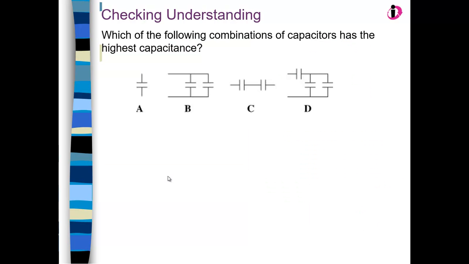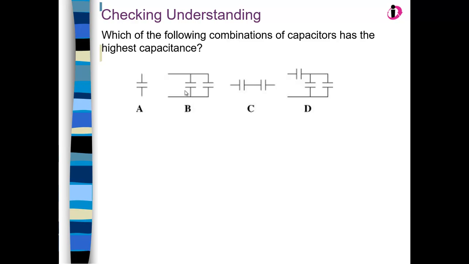Okay, so here's a conceptual problem. If we have all these combinations of capacitors, which one has the highest capacitance? You have one capacitor, and you have two capacitors in parallel, and we're assuming that each one of these capacitors is equivalent.